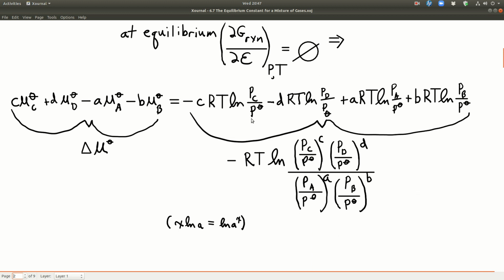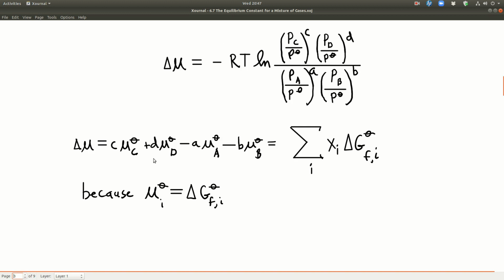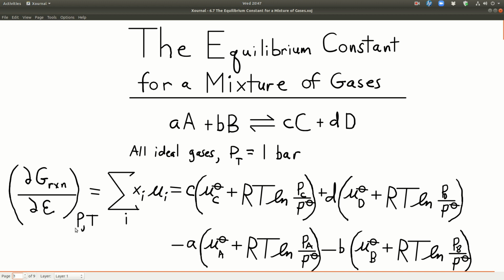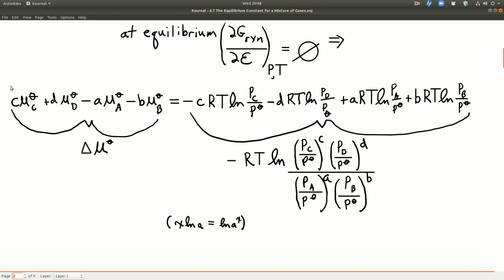So first thing is, at equilibrium, we know that partial G with respect to extent is equal to 0. We saw that before, which means if we go back over here, guys, set this whole thing equal to 0, distribute the coefficients inside, pull all of the chemical potentials over to one side, and the natural logs on the other side. We end up with this right here.